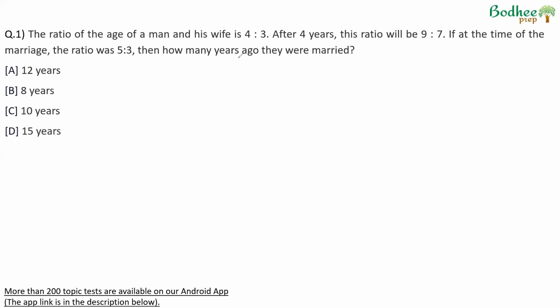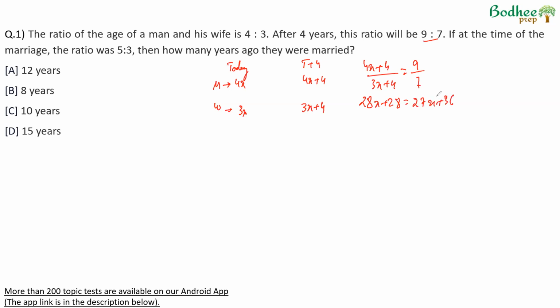the ratio of the ages of a man and wife is 4:3. So a man and his wife have ages 4x and 3x. After 4 years, that is t plus 4, the man's age will be 4x plus 4, the woman's age will be 3x plus 4, 4 years added. And now the ratio is 9:7. So we can say (4x plus 4) upon (3x plus 4) is 9/7. Cross multiplying, 28x plus 28 is equal to 27x plus 36, which means x is equal to 8.